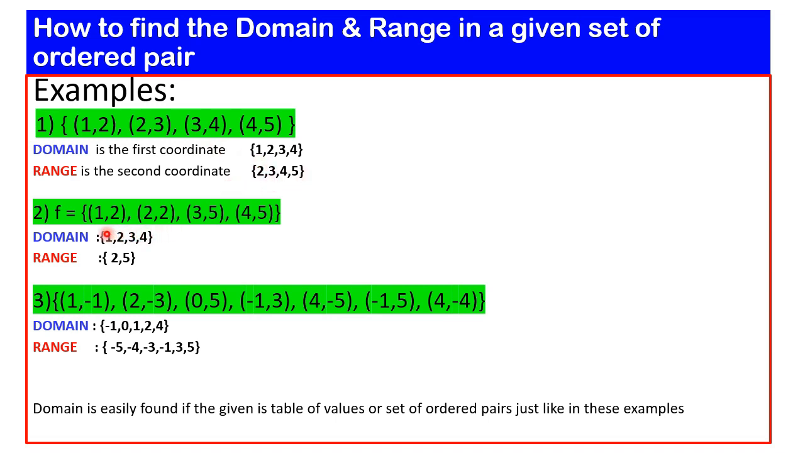Second example, f is equal to the set (1,2), (2,2), (3,5), and (4,5). The domain is the first coordinates: 1, 2, 3, 4. That is our domain. And the range is 2, 5. That is our range, because those are our second coordinates.